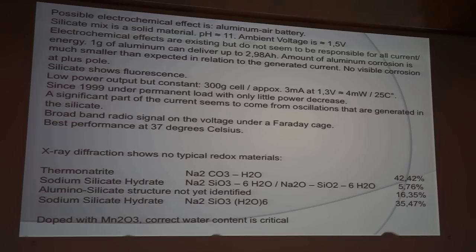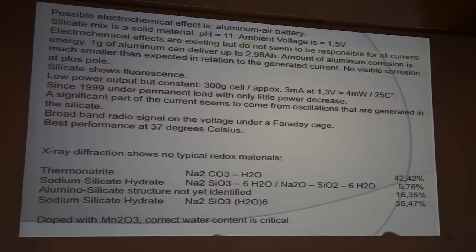The cells are, since 1999, under permanent load with only little power decrease. A significant part of the current seems to come from oscillations that are generated in the silicate. There's a broadband radio signal on the voltage under a Faraday cage, and the best performance is at 37 degrees Celsius. I will get back to these measurements just now.